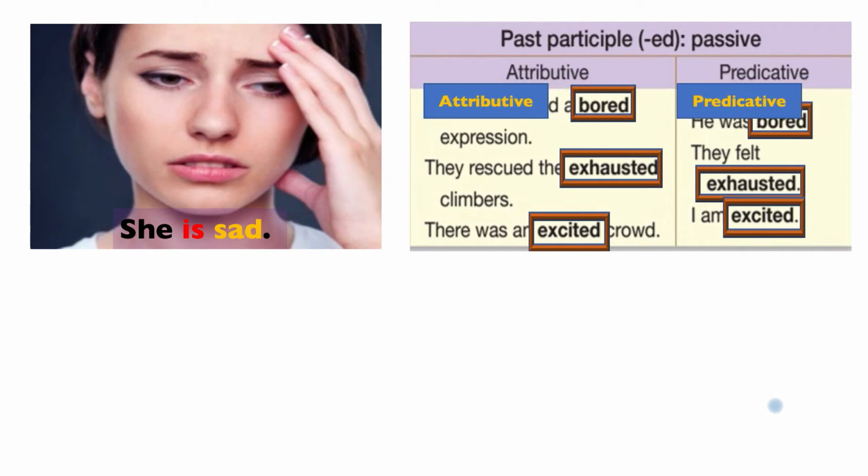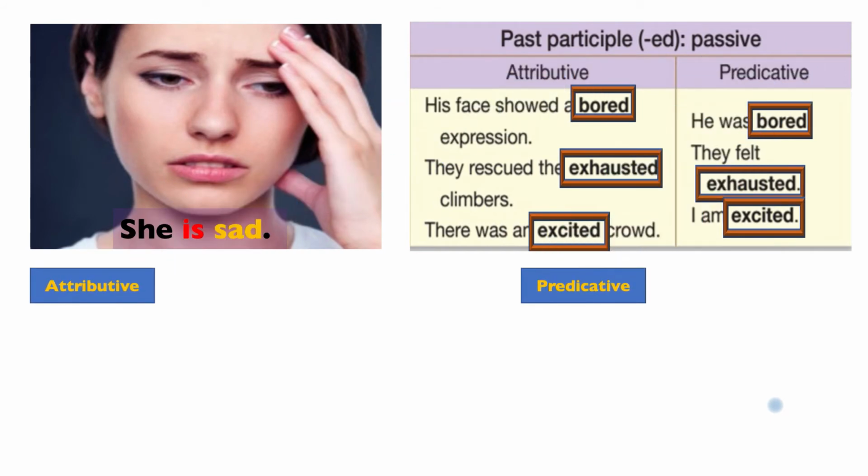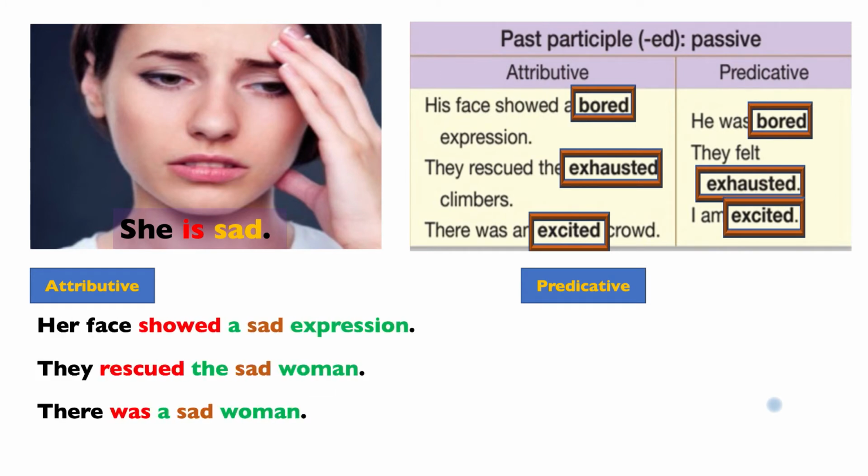And then let's try with sad. So just one more. And then we're going to change the pattern. Her face showed a sad expression. Very good. And the predicative? She was sad. Yes. Same pattern.